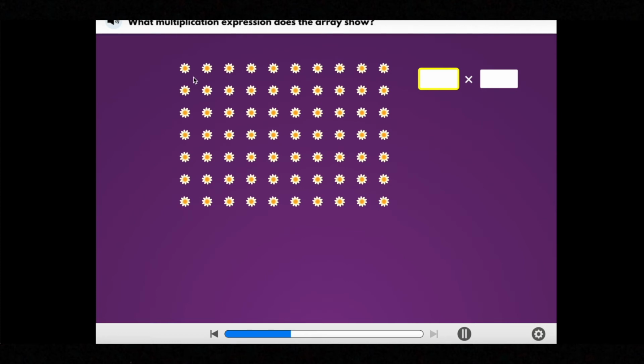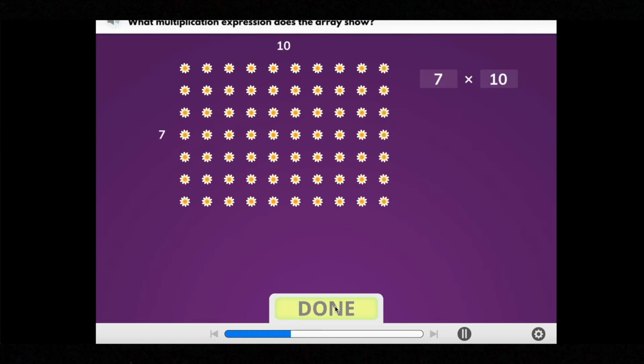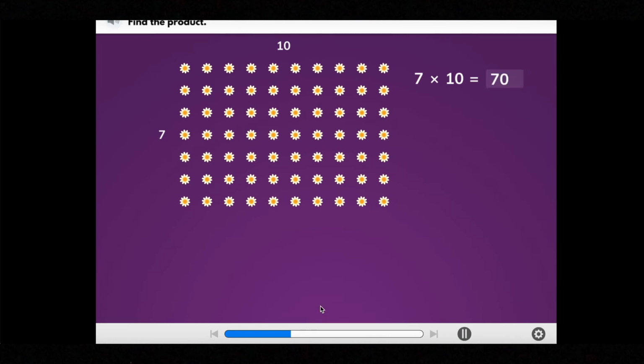Notice how it walked the student through to help the student be able to do this. So, if I was a student, I would count 1, 2, 3, 4, 5, 6, 7, and I would put 7, and then I would go 1, 2, 3, 4, 5, 6, 7, 8, 9, 10. I would put 10, and then I would put done. And then it let me know that I was finished. The array shows 7 times 10 flowers. Then it asked me, after I made my array, to find the product. I put 7 and 70 in there. There are 70 flowers.